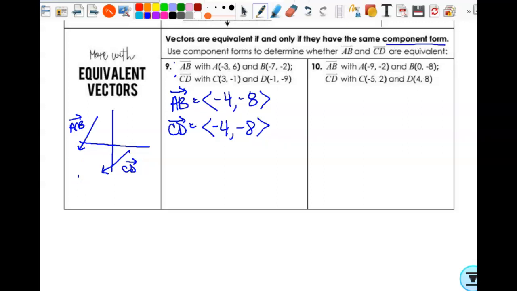Maybe your picture looked better than mine did. Mine looked really good last period. But clearly, they have the same component form, which means that vector AB is equivalent to vector CD. You do not have to plot those when you do them. I was just trying to show you that they're in different locations and it doesn't matter. Okay, we good? All right, then y'all do number 10.